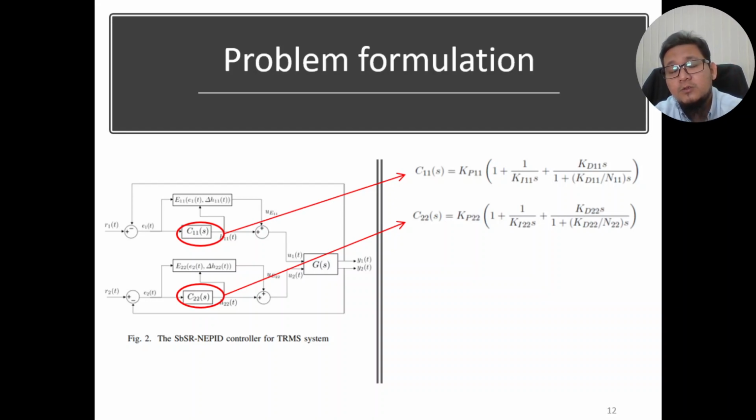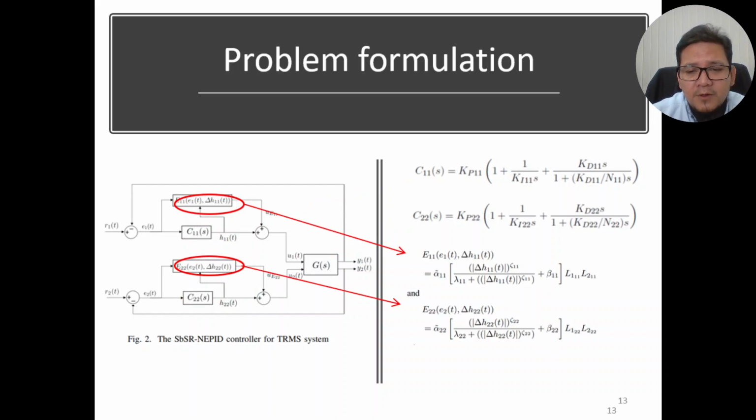C is the controller for the PID controllers. So we have parameters KP11, KI11, KD11, and N11. And then for the neuroendocrines, we have E11 and E22. So these are the equations of the neuroendocrines. We have Hill functions here. So these are the Hill functions, and then we have the secretion rate here. Okay, and then this is the direction factor for the neuroendocrines.